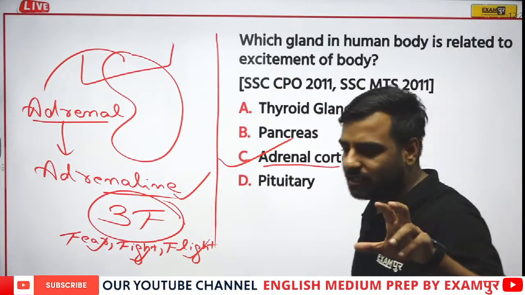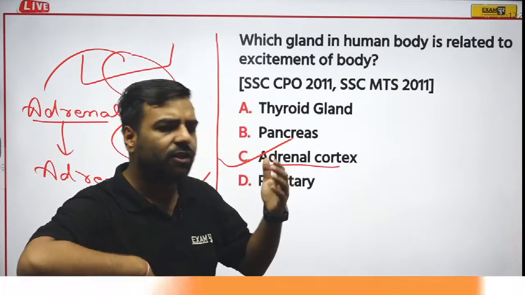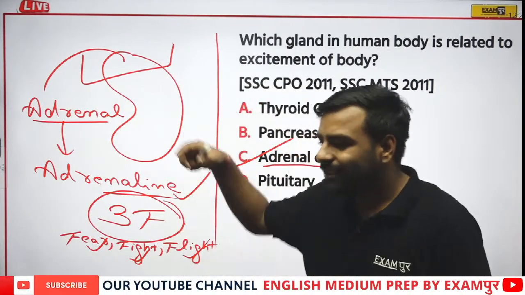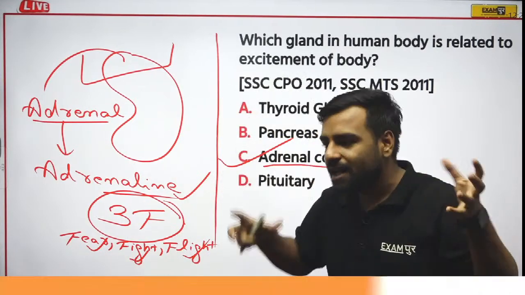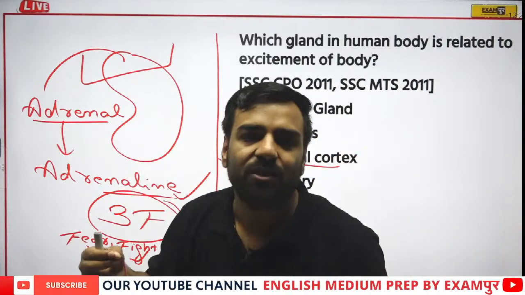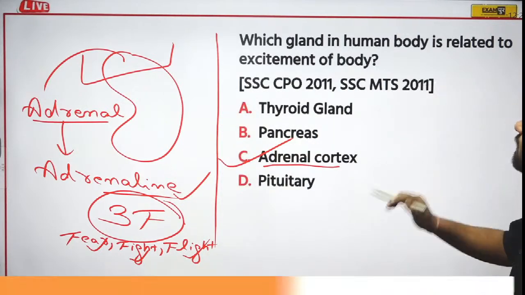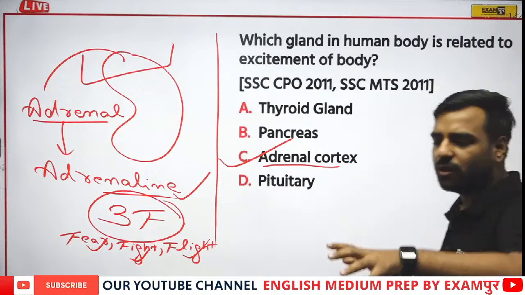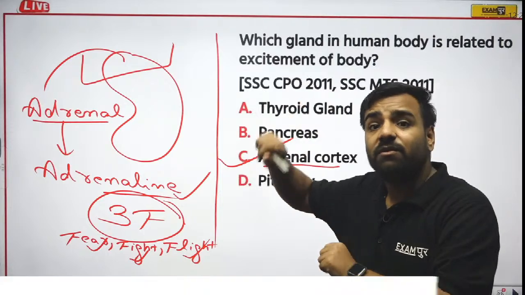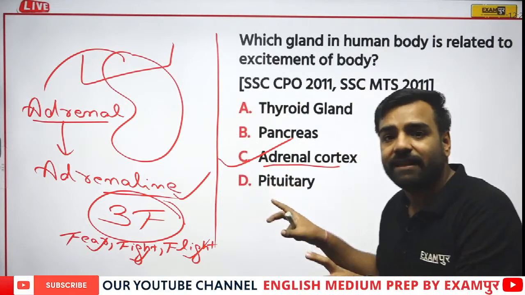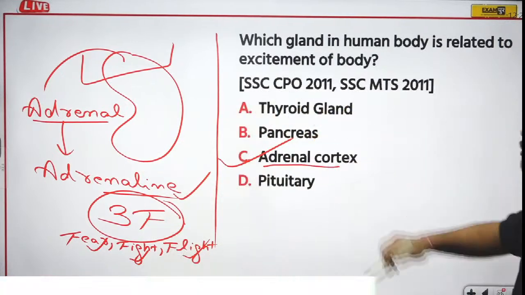Another example is when you are running a marathon race and a friend standing there says, yes you can do it, yes you can do it, and I don't know from where that energy comes. That energy actually comes from your adrenaline. It gives you instant energy, which is why it is related with the excitement of the body. Apart from that, you can take the example of sexual arousal. There we were discussing the hypothalamus, but this is the instant energy we require to face danger. So the correct answer is going to be your adrenal cortex.